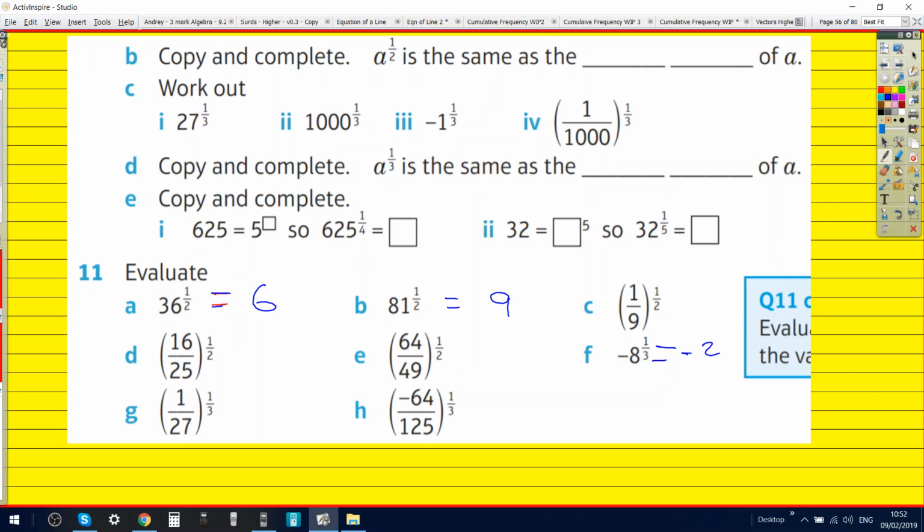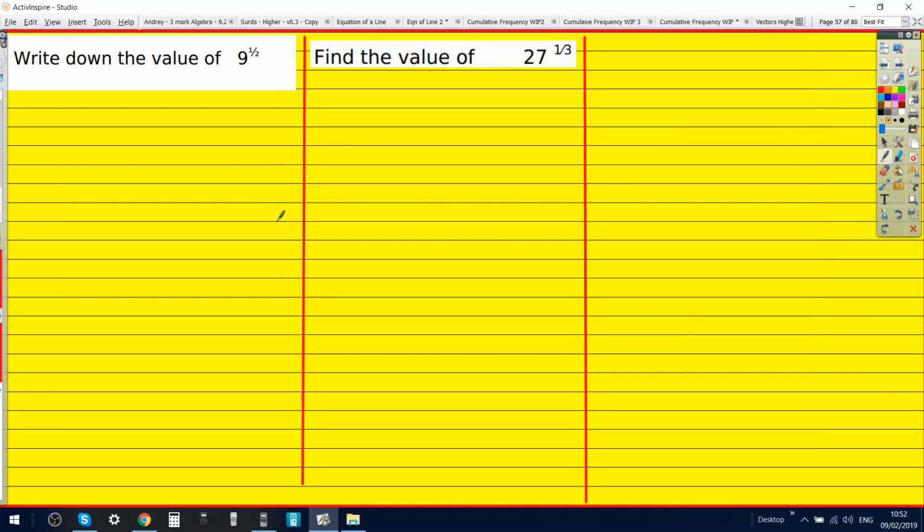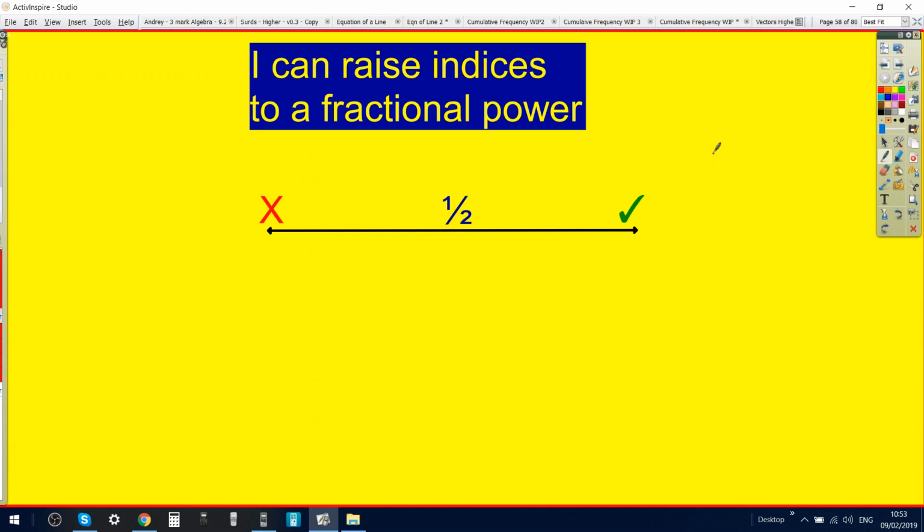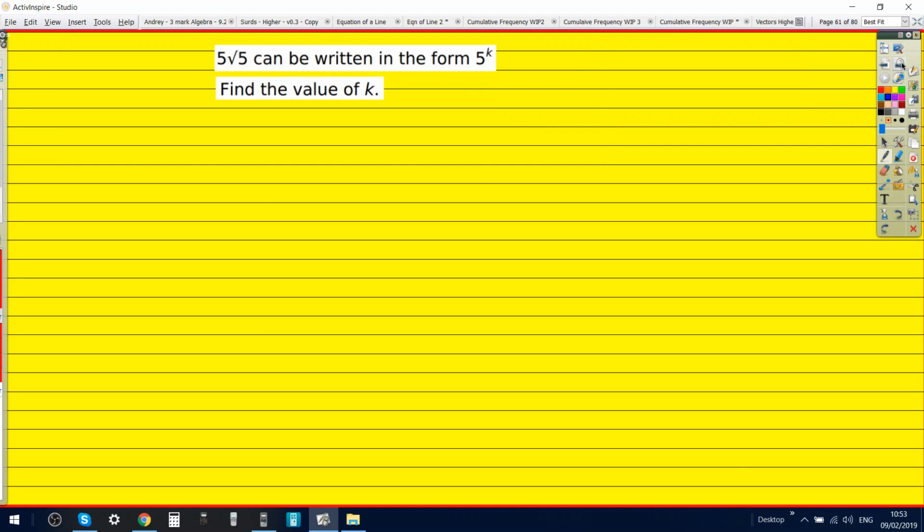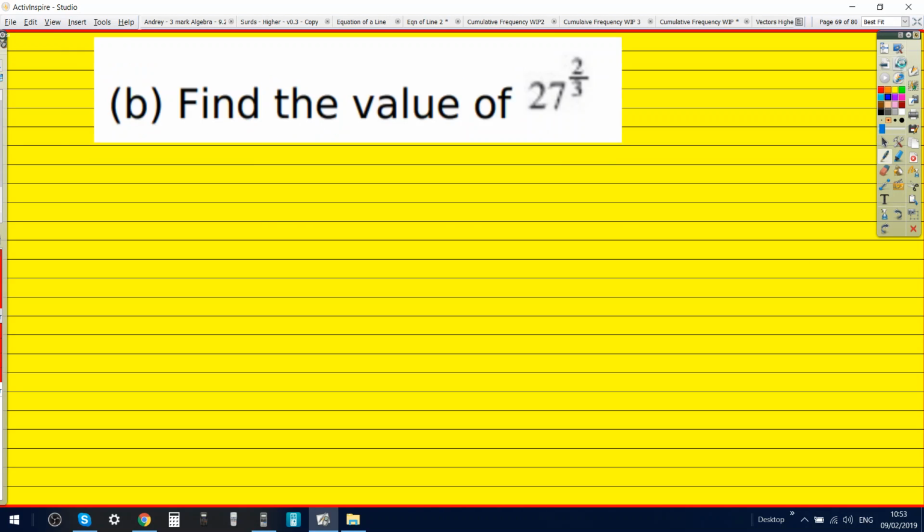Yeah. And so let's try these two. Would that be 3? Yeah. And would the next one be 3 as well? Yeah. I can raise indices to a fractional power. Tick. And then you need nothing else from there.